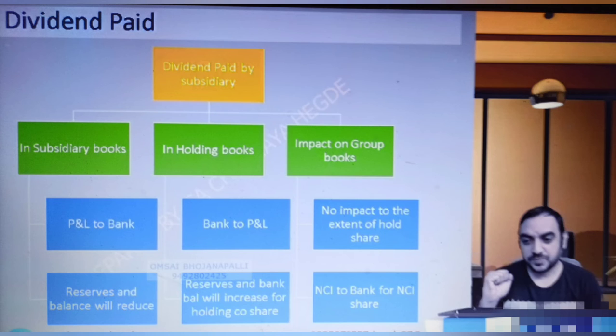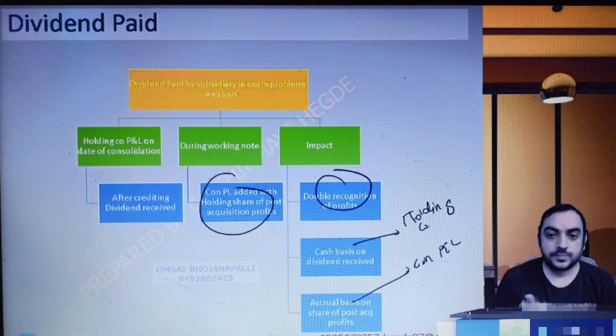Okay. Next, what we discussed in the exam problem, what is our analysis? Holding company P&L on the date of consolidation will be including the dividend received. And during the working notes, CONPL will be added with holding company share of post acquisition profits. Okay, this I'll come to slightly later. I'll explain you now. I should give one more example. This one point. Impact is double recognition of profits, cash basis dividend received, that is you receive dividend in holding company P&L, and accrual basis you already recognized in CONPL. Accrual basis means it's part of CONPL.